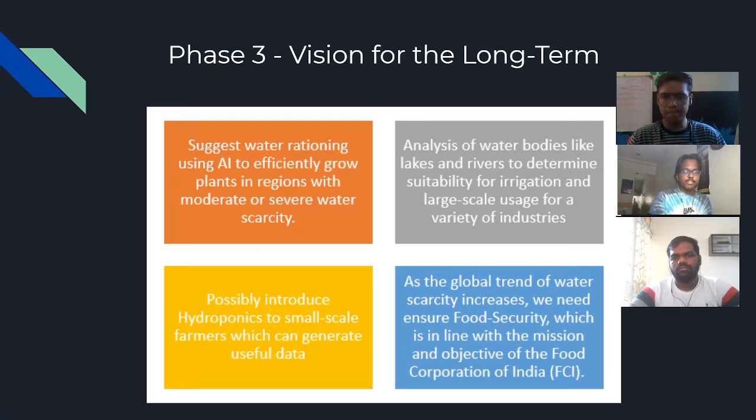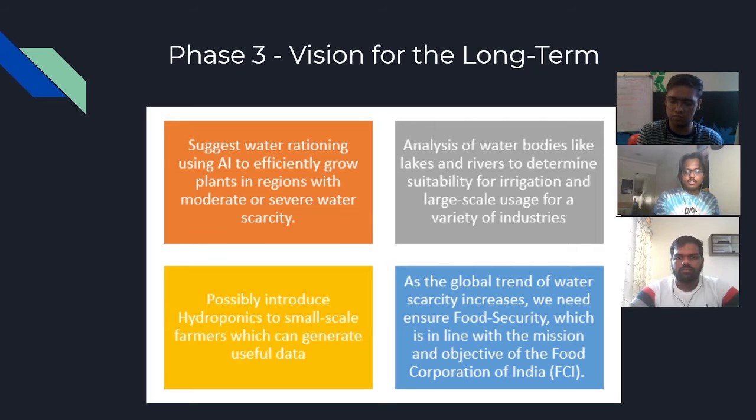And the second vision is to analyze local water bodies like lakes, rivers, canals, etc., and map out water levels and see whether they're suitable for irrigation and also for usage by a variety of industries. So this is not specific to agriculture. This is general water usage for all kinds of industries, and especially right now, the way we do water management in the country, it's not very well regulated. So using our systems, we'll be able to monitor water usage from different industries and also be able to make any changes or try and optimize them later on.